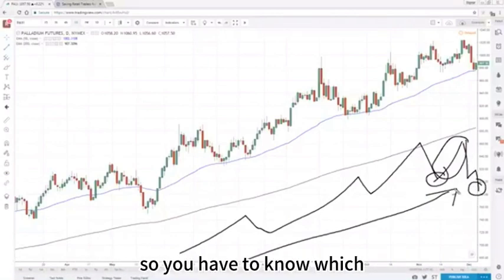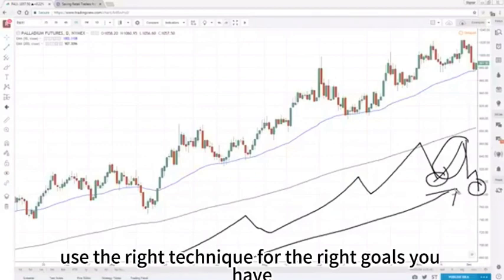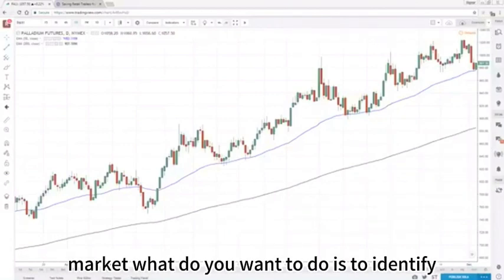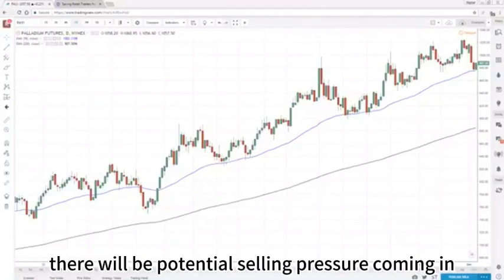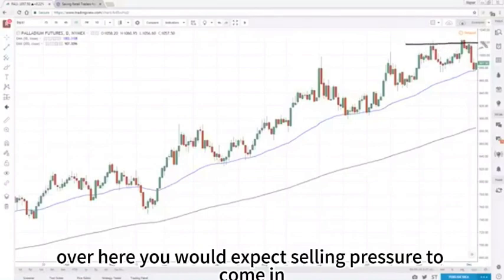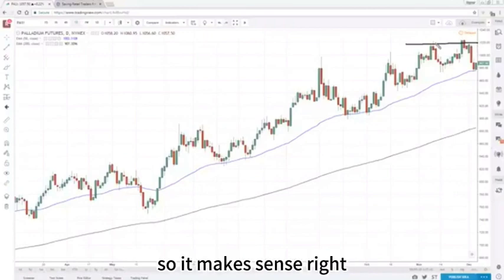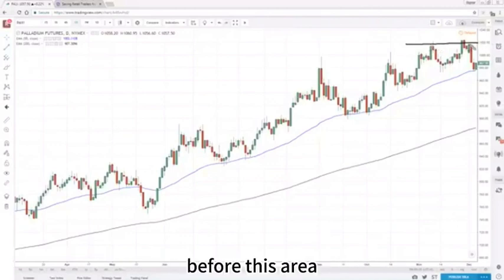So you have to know which approach you're trying to apply, and then use the right technique for the right goals you have. For example, let's say you're trying to capture a swing in this market. What you want to do is to identify areas or levels where there will be potential selling pressure coming in. Over here, you would expect selling pressure to come in because this is a swing high, an area of resistance. So it makes sense to set your target profits just before this area.